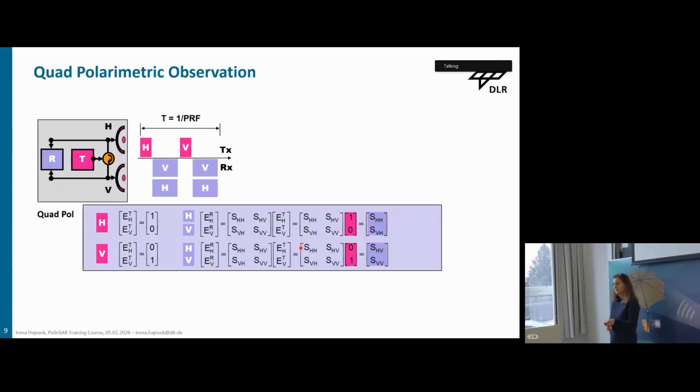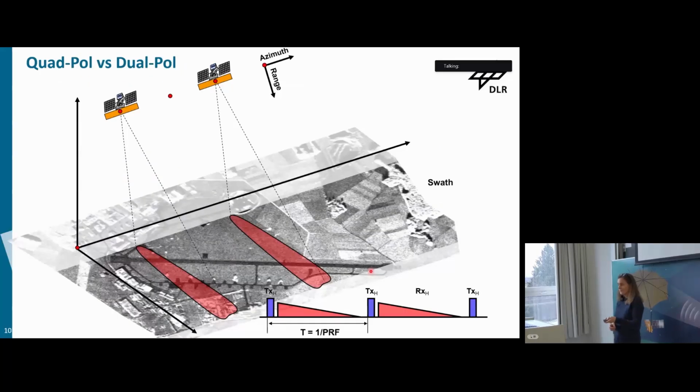And if you transmit the V here, then you can obtain again H and V, and you get the other kind of sets of elements, which is HV and VV. So that's in principle how it works. However, this would be in principle a dual pol system.